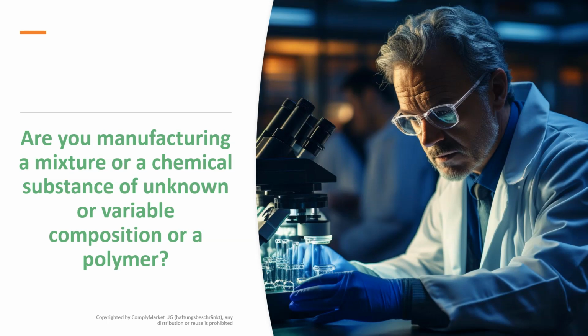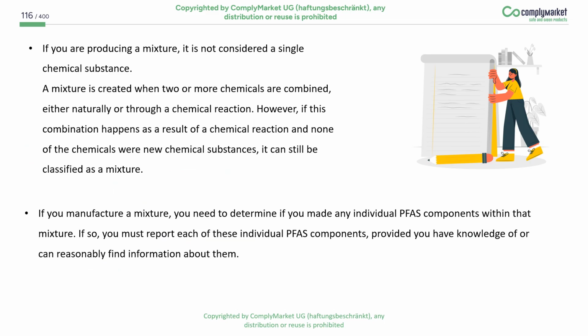Now, are you manufacturing a mixture or a chemical substance of unknown or variable composition, or a polymer? If you are producing a mixture, it is not considered a single chemical substance. So if you manufacture a mixture, you need to determine if you made any individual PFAS components within that mixture. And if so, you must report each of these individual PFAS components, provided you have knowledge of them or you can reasonably find information about them.